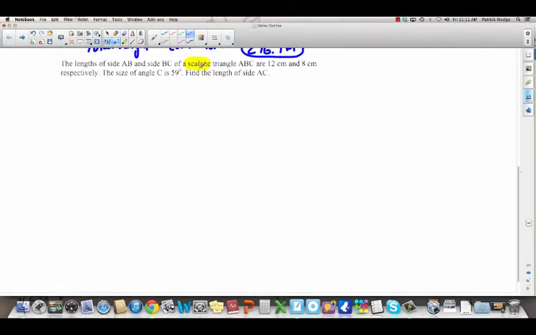Do you remember what scalene means? I don't know if we've talked about this recently. We've talked about equilateral, where all the sides are the same. We've talked about isosceles, where two of the sides are the same. And in scalene, all sides are different. No sides are the same length.